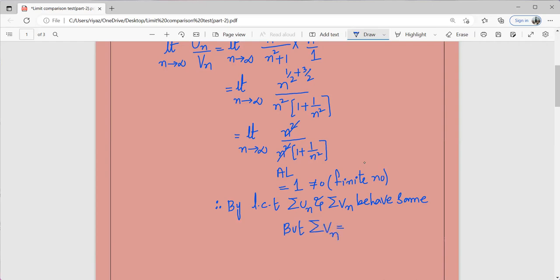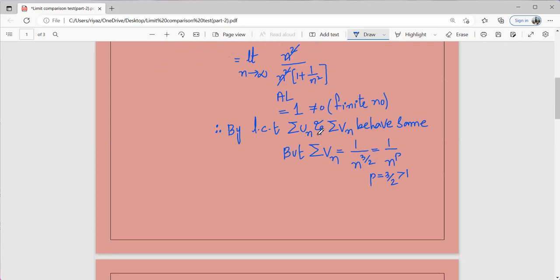What is that value? 1 by n to the power of 3 by 2, right? 3/2. Yes sir. Then we compare with p. Exactly. We are comparing with 1 by n to the power p, so p is equal to 3 by 2. 3 by 2 means definitely greater than 1. 1.5 is greater than 1. So by p test, Vn is convergent.